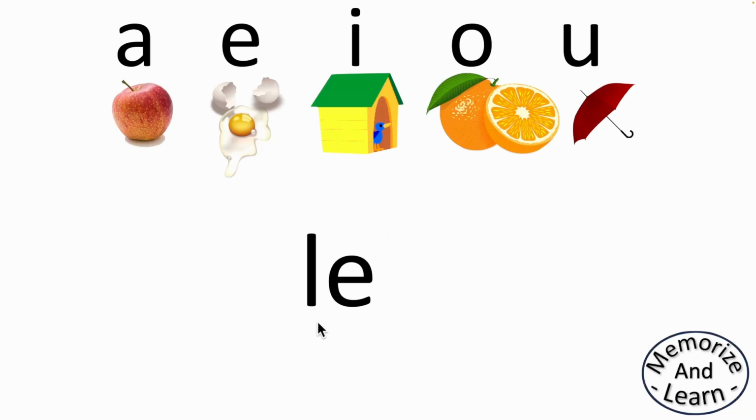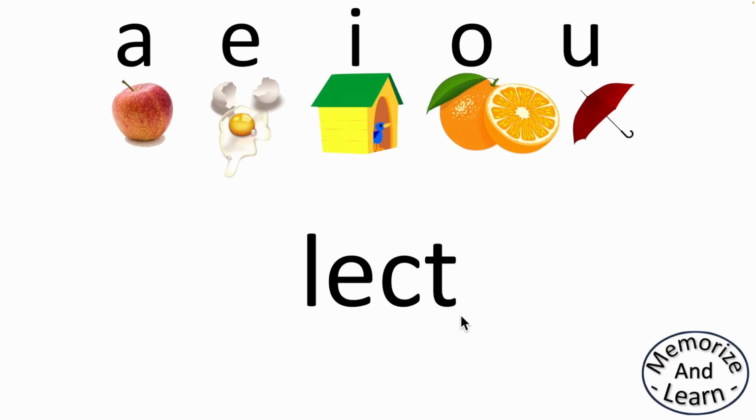Le, le, le, le. Let's add a letter. Lek, lek, lek, lek. Let's add another letter. Lekt, lekt, lekt. We only have one vowel, so there's one sound. We don't stop. Lekt, lekt.